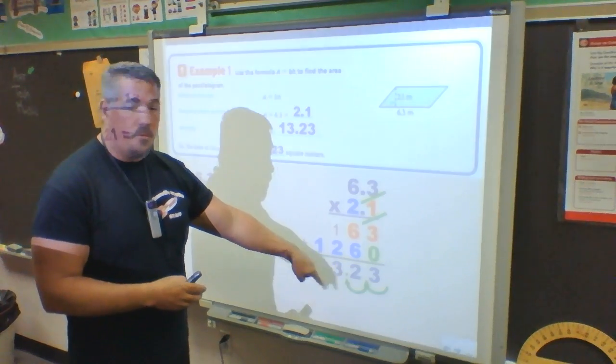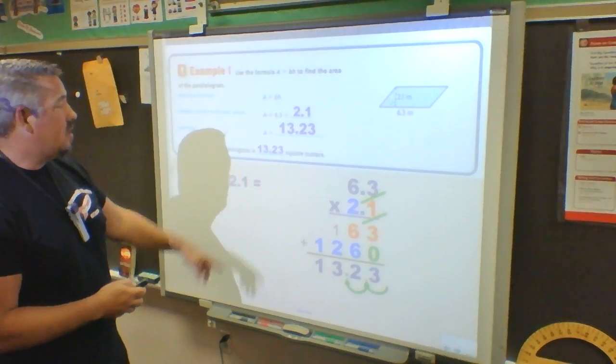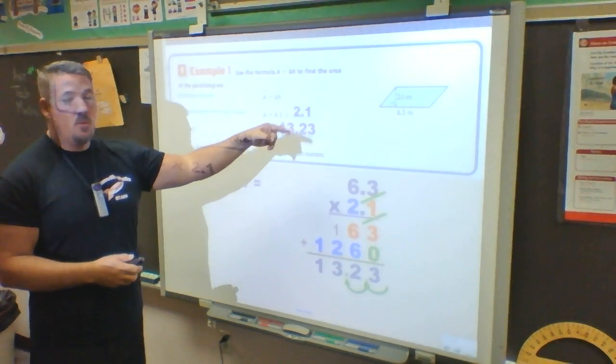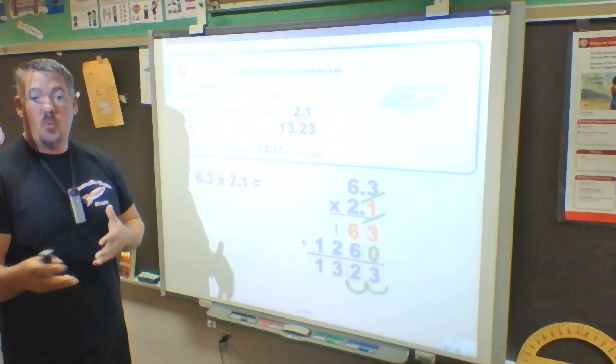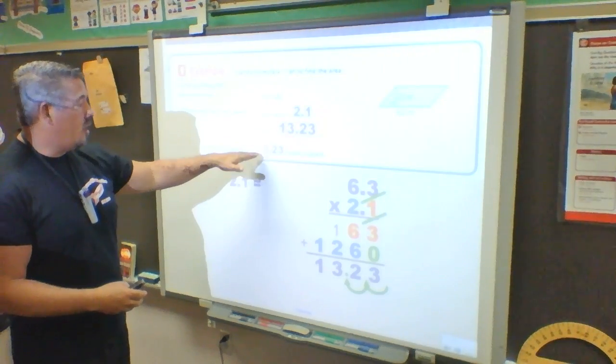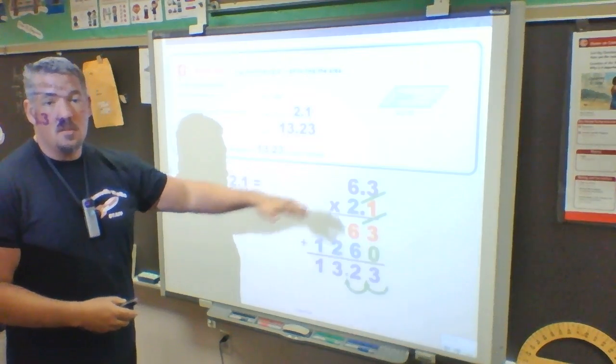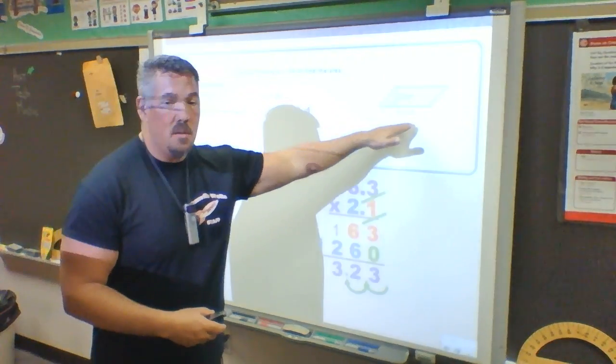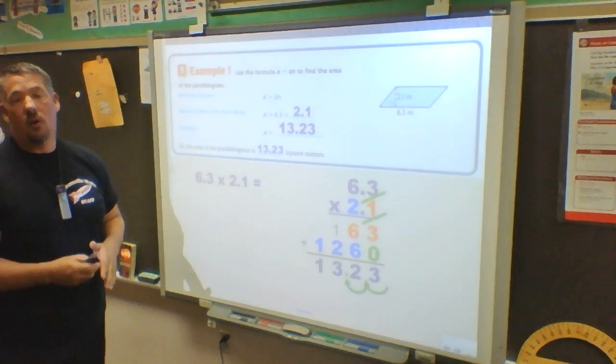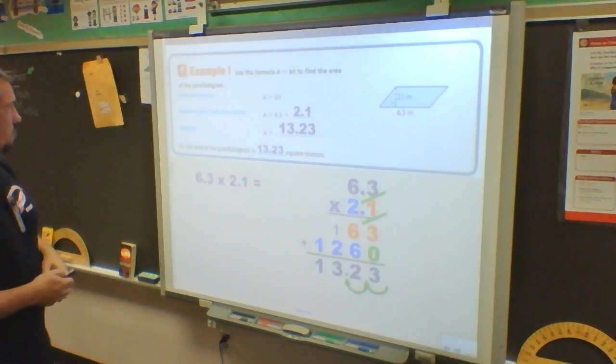And then I always move it from right to left 2 times. That tells me that my answer is 13.23, 13 and 23 hundredths. 13 and 23 hundredths what? 13 and 23 hundredths square meters. Because once again, they gave me meters in my measurements, but I have to square it when it's area.